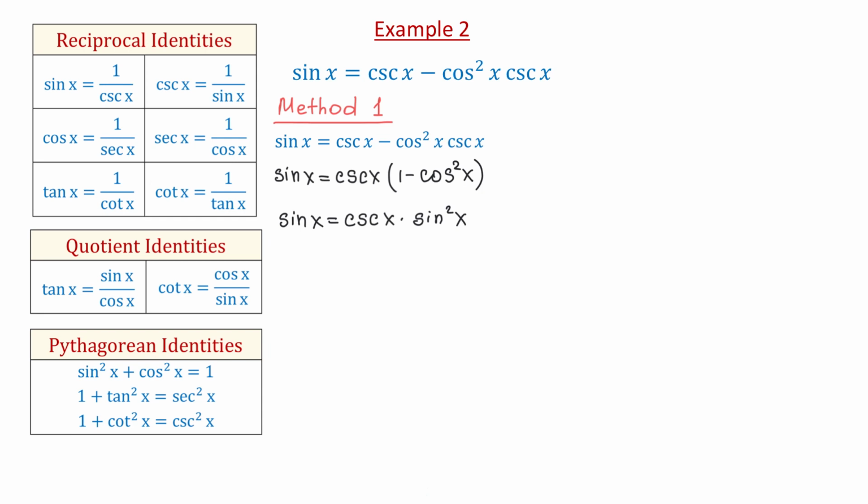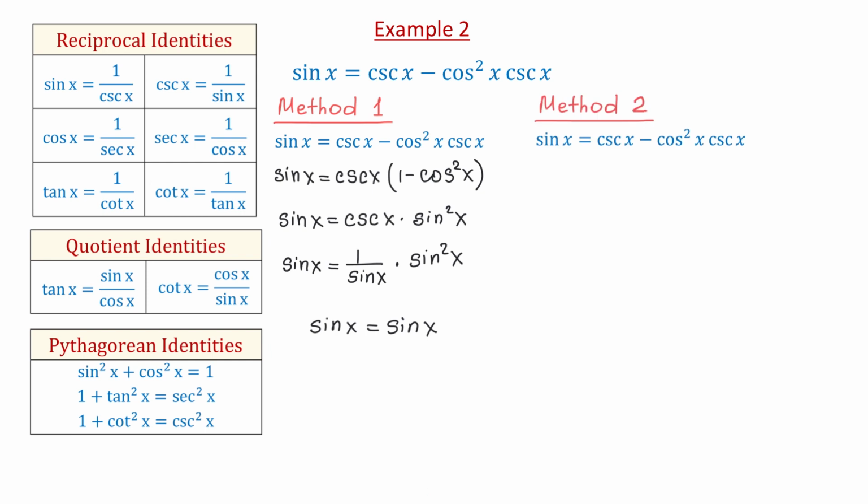In the next step, we will replace cosecant of x with 1 over sine of x. Then we will have sine of x equals 1 over sine of x multiplied by sine squared of x. Then on the right side, sine squared of x divided by sine of x is sine of x. Then we will write that sine of x equals sine of x. So we just proved that both sides are identical. But now let's see the second method.